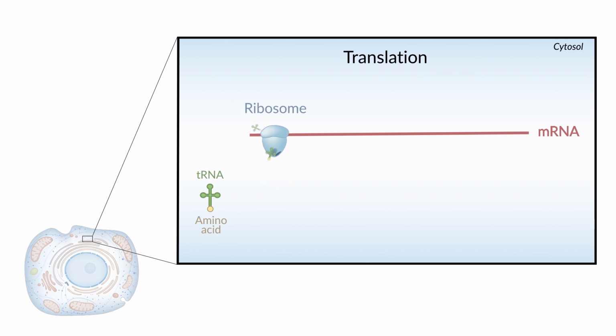Now, the ribosomes catalyze the linking of amino acids to a peptide chain. The amino acids are transported to the ribosome by transfer RNAs, in short, tRNAs. This complex process requires additional regulatory proteins, which are, however, not shown here.